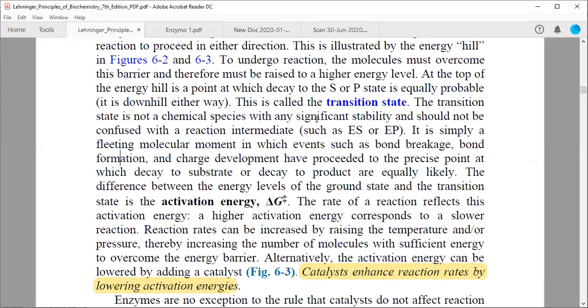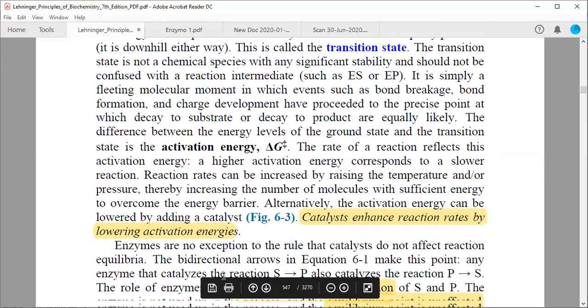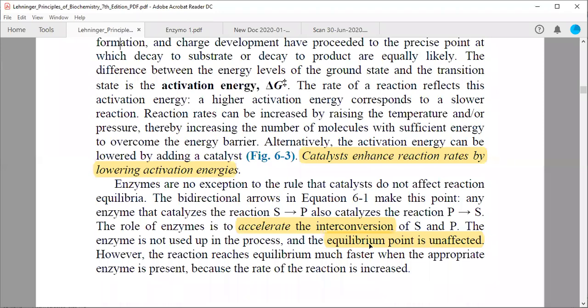Now, two things will happen. A catalyst enhances the reaction rate by lowering the activation energy, this we know, but you should also remember that it will accelerate the interconversion of the substrate into the products, but there is no change in the equilibrium point of the reaction. So the equilibrium of the reaction will remain fixed.